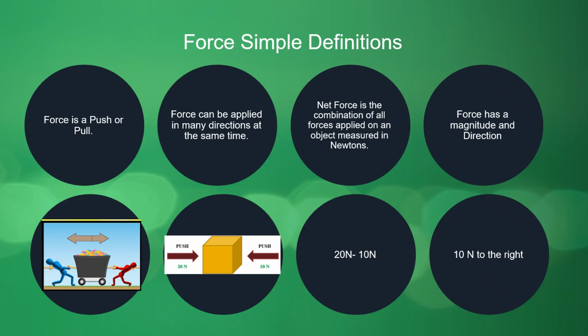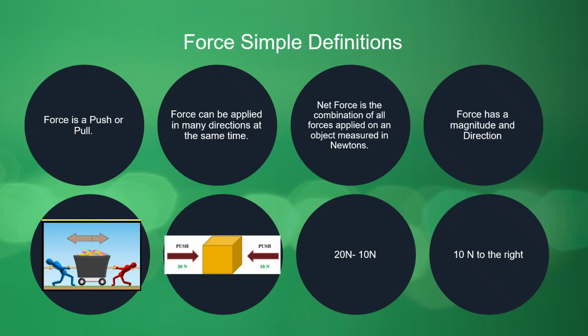And if I pull on something, same goes with the pulling. Again, net force is the combination of all forces applied on the object, and it is measured in newtons. So for example, if you look at that little box, we have a push force forward of 20 newtons. The resistance backward due to the surface is 10 newtons. So we can subtract those two, 20 newtons minus 10 newtons, and the net force acting on the object will be 10 newtons and will be to the right.